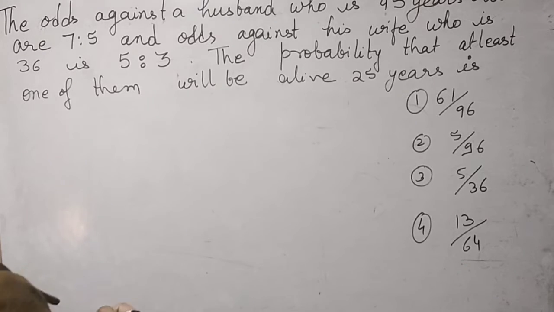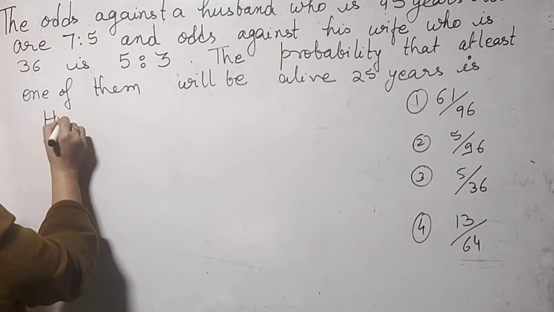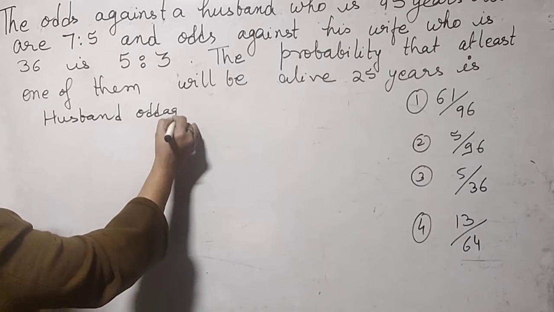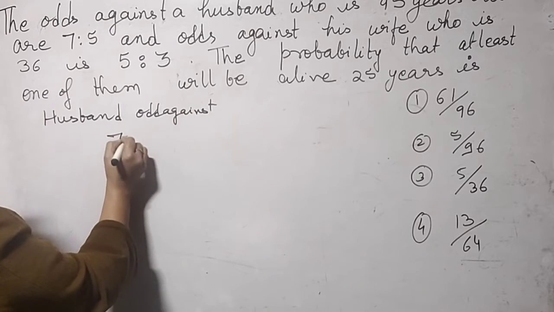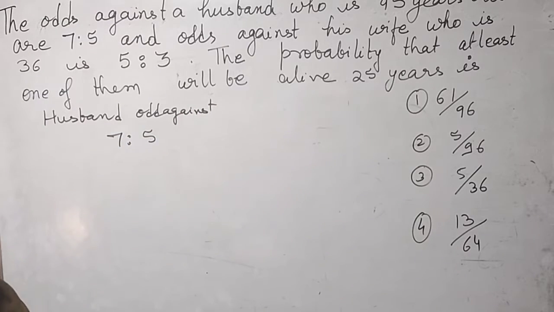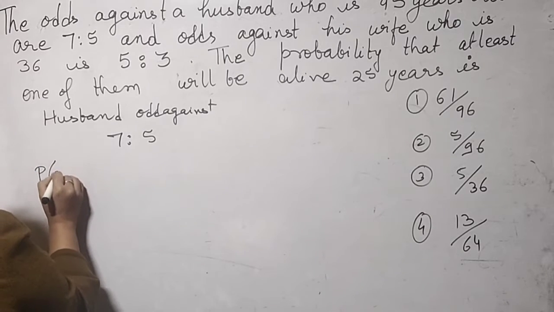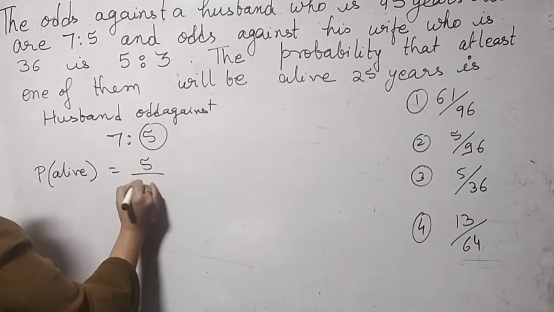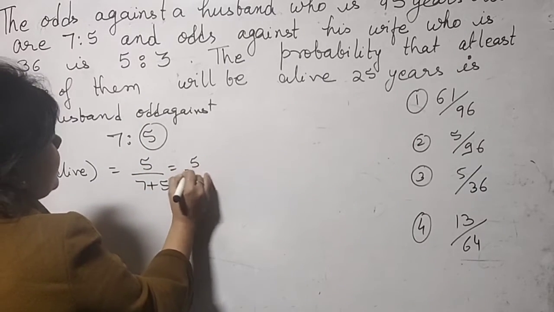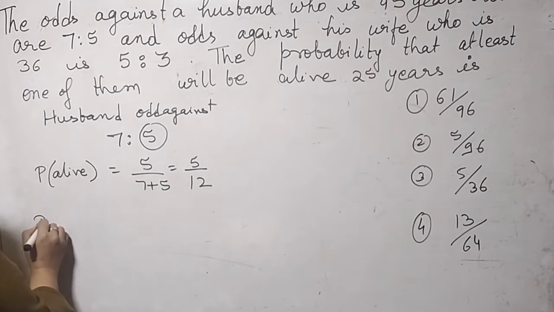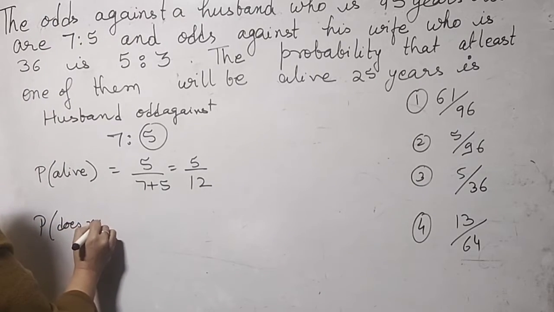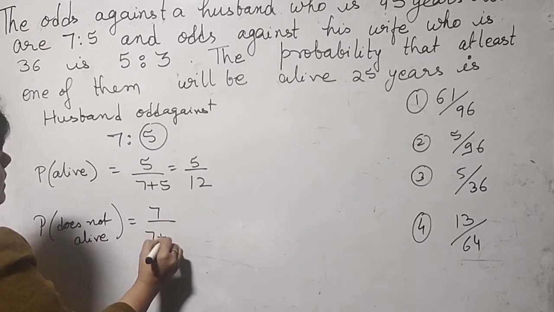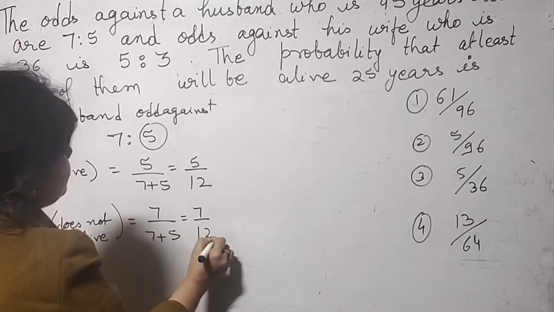According to our question, for the husband, the odds against are given, which is 7 is to 5. Now the probability that the husband will be alive is, since it is odds against, 5 over 7 plus 5, which is equal to 5 upon 12. Similarly, the probability that the husband does not stay alive is 7 upon 7 plus 5, which is equal to 7 by 12.